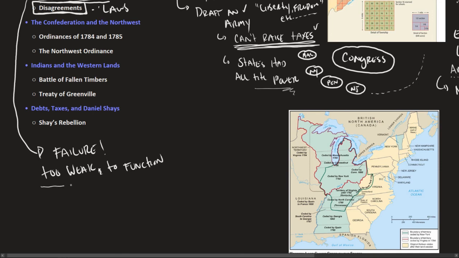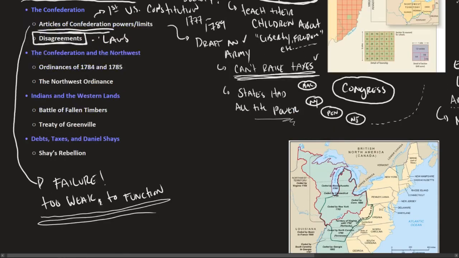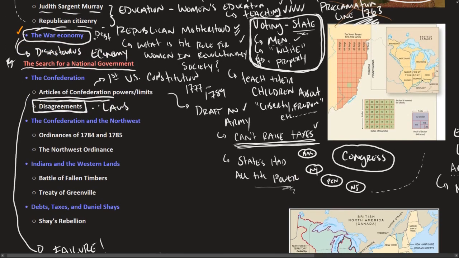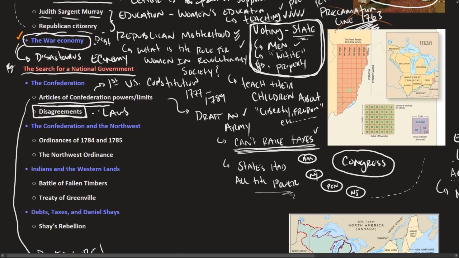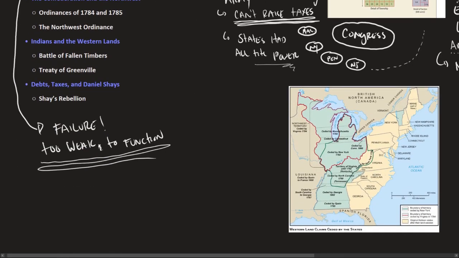In other words, the founders were so caught up in this idea of creating a weak government because they had just fought a war with what they believed was a strong government. And the last thing they wanted to do was to create another overbearing, powerful state. They were so concerned with creating a weak government that the government that was created was simply too weak to function, too weak to solve the problems of the nation.